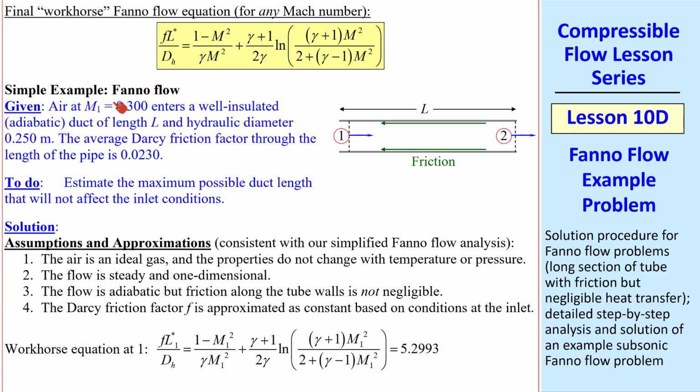Here's the first example. At a given Mach number, we enter the duct with length L and hydraulic diameter given as 0.25 meters. In this case, F is given, but in the next example, we'll have to calculate it. We want to estimate the maximum possible duct length that will not affect the inlet conditions. Here are our assumptions and approximations, which are consistent with what we've done previously in our analysis.